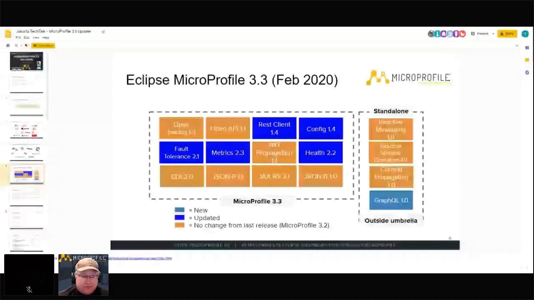I'm also going to talk a little bit about what it means to be part of the platform, which is the dashed box to the left, and a standalone spec, which is the list of specifications to the right. I'll cover that a little bit. You can see that we have 5 updated specifications in MicroProfile 3.3. So let's go to the next slide, please.